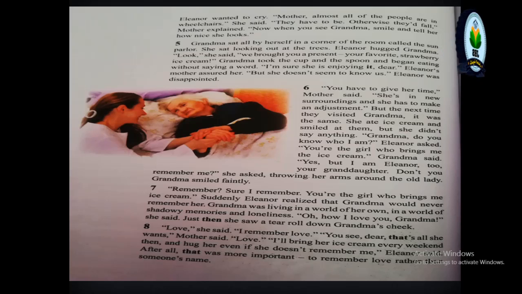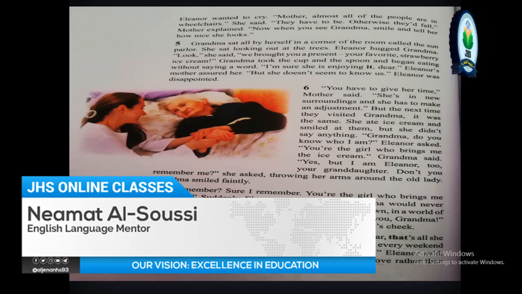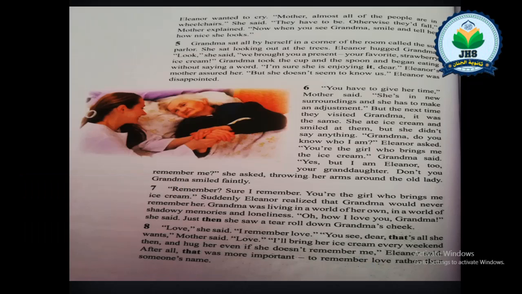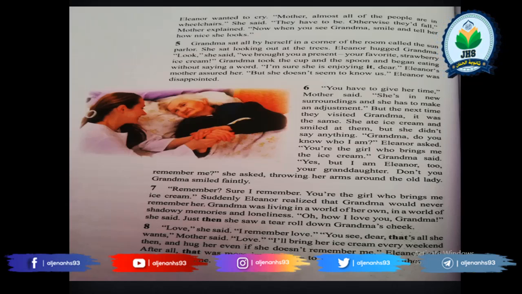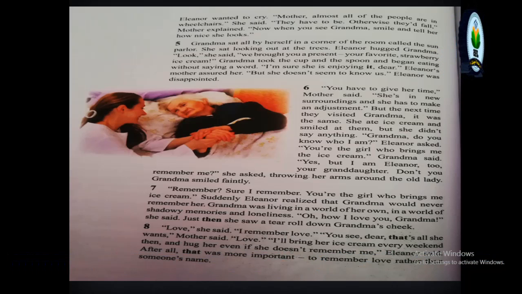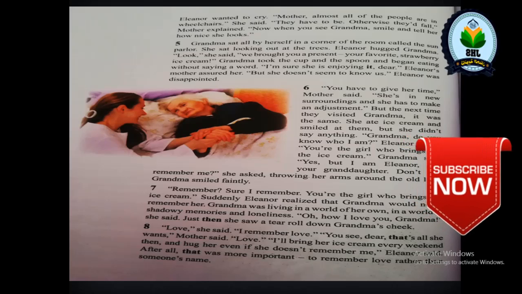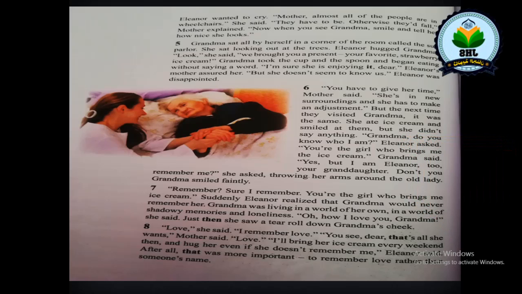Now, after reading the lesson, how can you relate it to the theme, which is expressing feelings? Well, Eleanor's grandma has Alzheimer's, so she can't remember anything. Only what she remembers is love. So, Eleanor must express her feelings to Grandma by showing love.